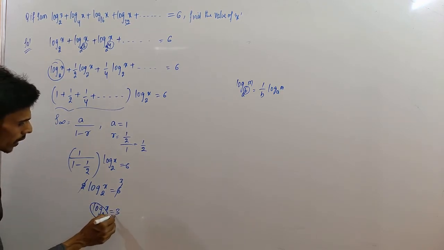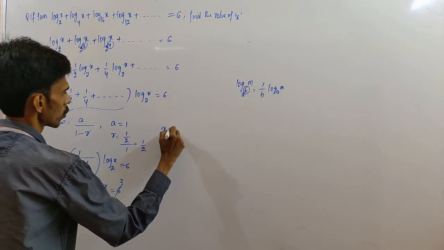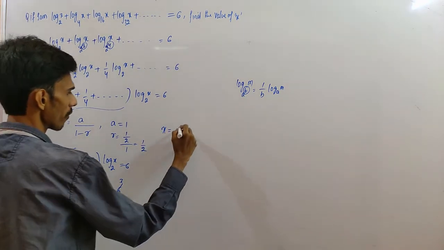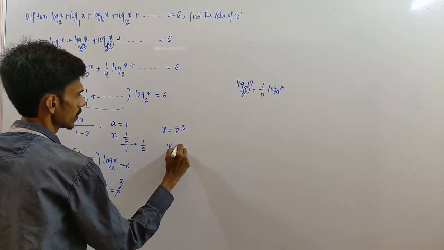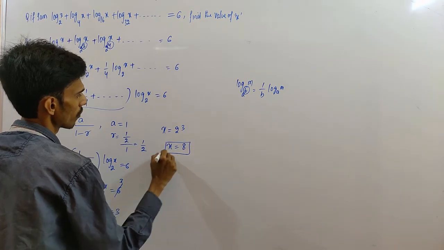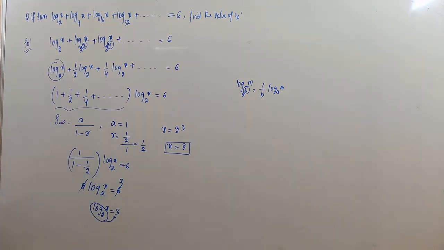Sending this log base 2 to the other side, it will become 2 power 3, that is 8. 2 to the 4, 4 to the 8. So this is the answer.